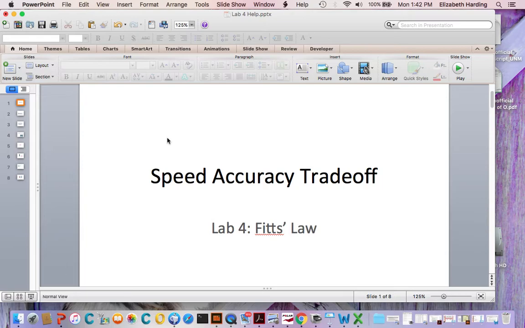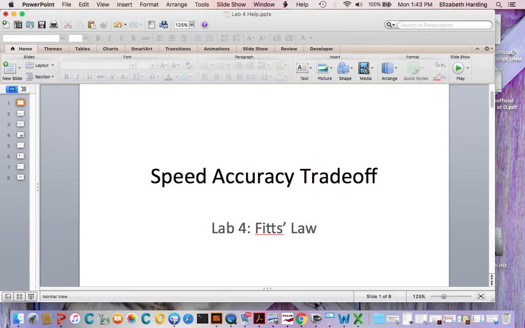We are going to discuss Lab 4. So this was about the speed accuracy trade-off, or more specifically, Fitts's law, which predicts movement time based on the size of a target and the distance from that target. So if you recall, you had 6 different tasks in which you put dots into different boxes that were different sized boxes which were a certain distance apart.